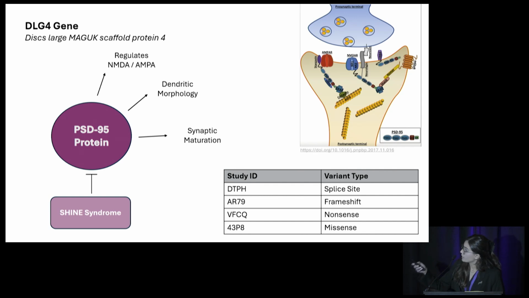So when we have disruptions in the DLG4 gene, we can have the Shine syndrome, right, which disrupts the expression of PSD95. In my case here, I have been working with 4 different mutations. I have a frame shift mutation, I have a splice site mutation, frame shift, but in the splice site region, a nonsense mutation, and a missense mutation, and all of their respective controls. And this is what I'll be discussing today.